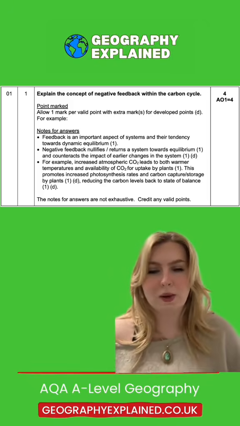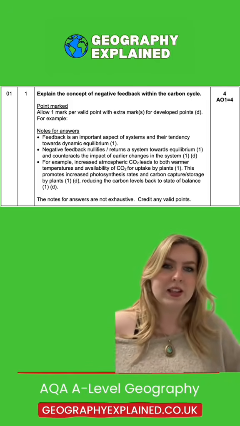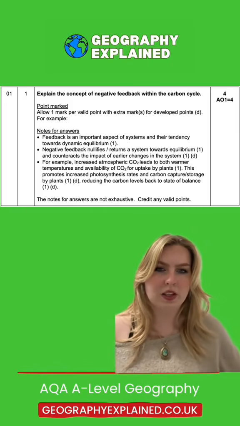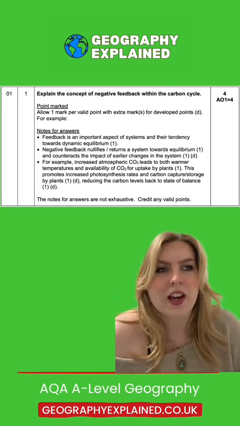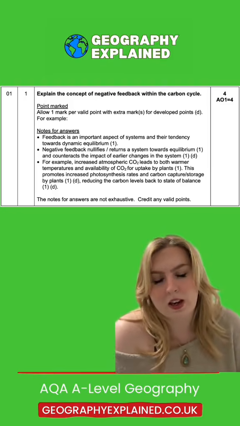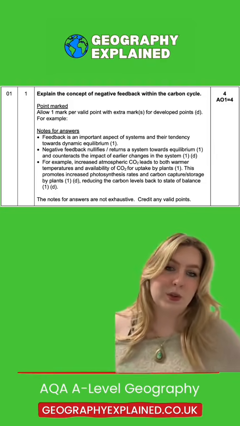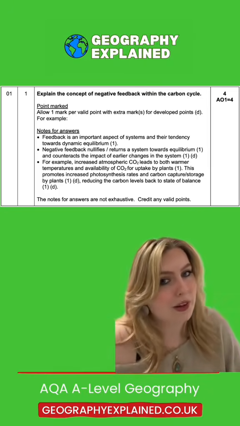So what this mark scheme actually suggests you do is start even before defining negative feedback, and that is looking at systems theory and talking a little bit about the tendency towards dynamic equilibrium to show your understanding. This is really important because negative feedback obviously wouldn't exist without that tendency towards dynamic equilibrium. If you're confused about what dynamic equilibrium is, first of all, you can check out our website where we've got a textbook that explains it. But second of all, I will explain it right now.